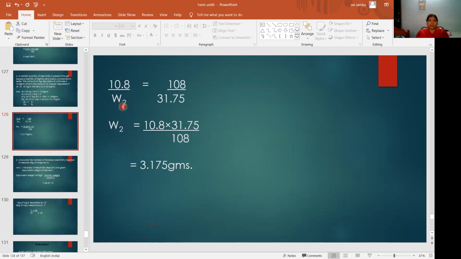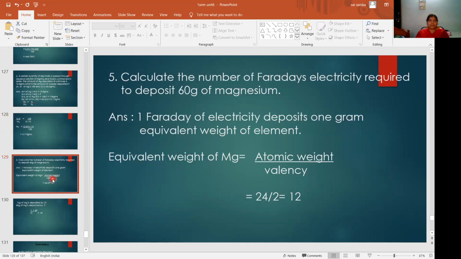So 10.8 by W2 is equal to 108 by 31.75. Cross multiply and bring W2 outside. So W2 equals 10.8 into 31.75 by 108. Then you will get this much grams. So 3.175 grams of copper is deposited at cathode. It means when you pass the same quantity of electricity through silver and copper sulfate solutions, silver is this much deposited and copper is this much deposited. Okay, so we'll see the next problem.